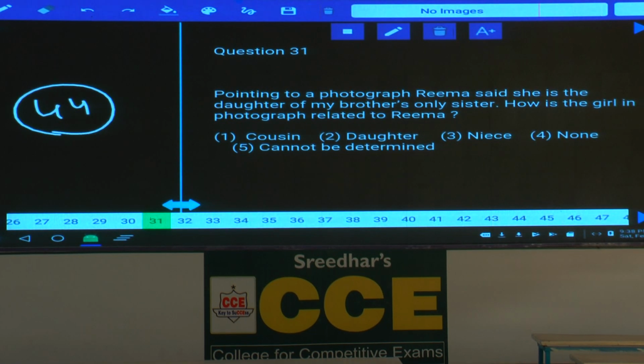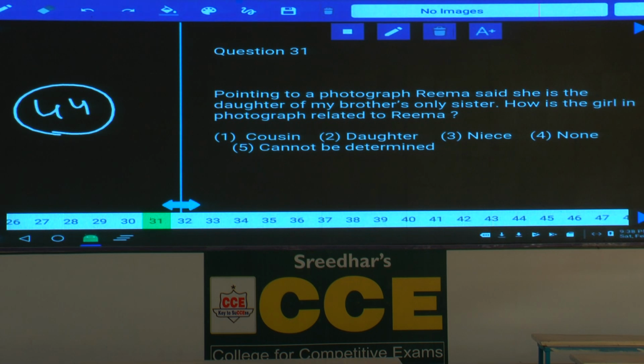Question number 31. Pointing to a photograph, Rima said, "She is the daughter of my brother's only sister." Who is "she"? She means the person in the photograph, isn't it?